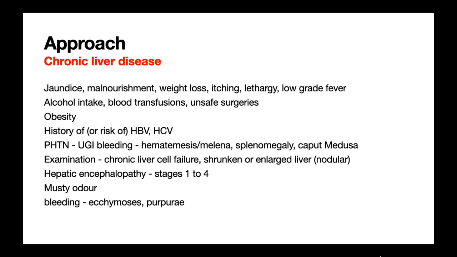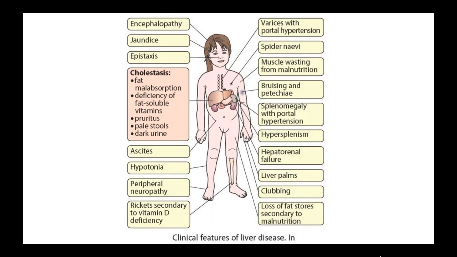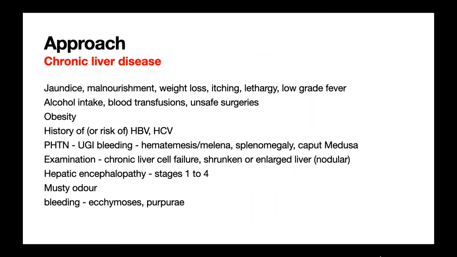NASH or NAFLD is already the commonest cause of chronic liver disease in the West. Here it is soon going to be at least third or second, very soon. Then the patient may have features of portal hypertension such as upper GI bleeding, splenomegaly, dilated veins. Then when you examine the patient, you may find features of chronic liver cell failure, like this cartoon is showing: hepatic encephalopathy, coma, foetor hepaticus, spider nevi, gynecomastia, loss of pubic hair. From top to bottom, this list is probably not even complete. Like this other cartoon, which is showing bruising, petechiae, muscle wasting, spider nevi, clubbing, asterixis, wasting of muscles, hypotonia, vitamin deficiency, especially because of malabsorption of the fat soluble vitamins. All these features you must look for in your patient of ascites. If any of those or any combination are present, then certainly liver disease must be on the top of your mind.